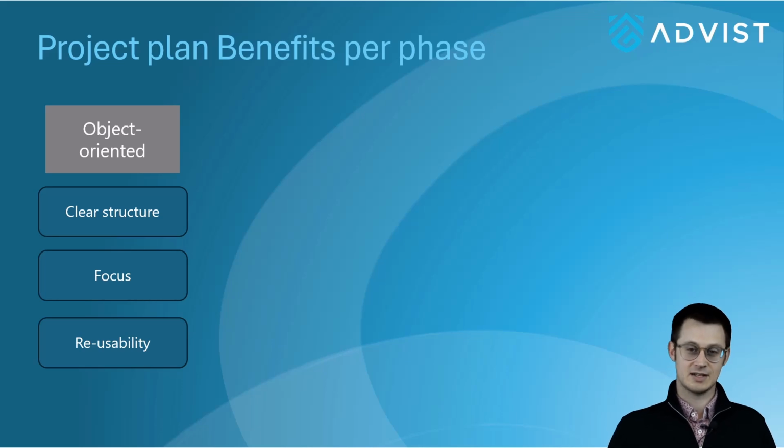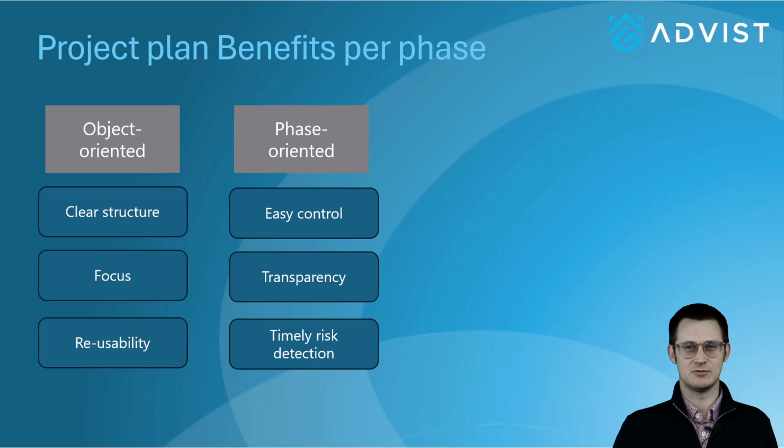Secondly, modularity and focus. Objects can be planned and edited independently of each other. Teams can focus on specific objects without having to constantly see the entire project scope. Thirdly, reusability. Similar to object-oriented programming, objects that have already been created, such as modules or concepts, can be reused in other projects or parts of the current project. This saves time and resources.